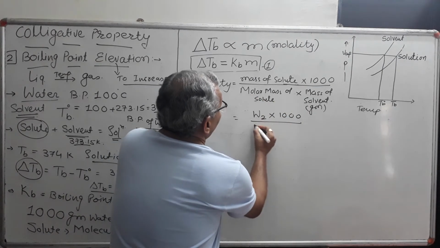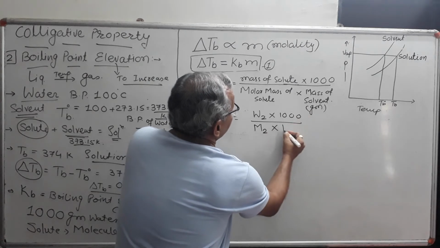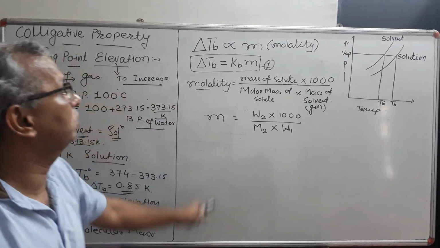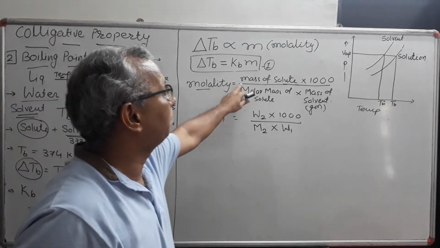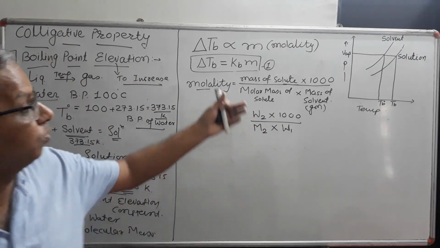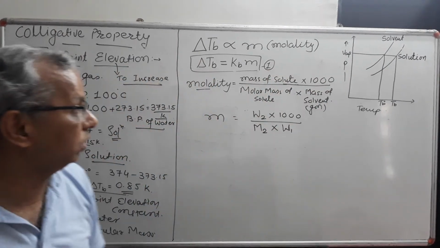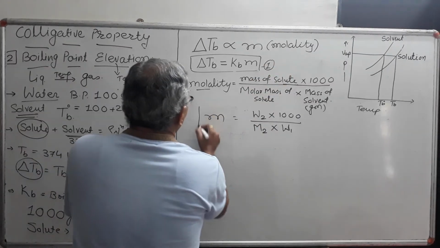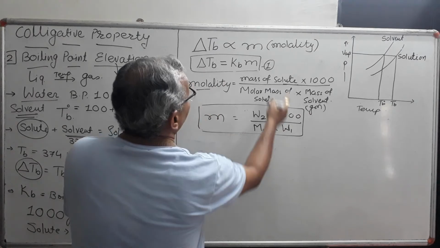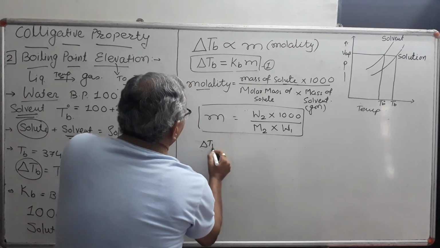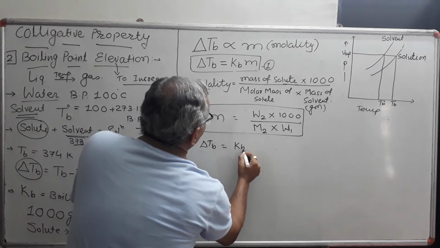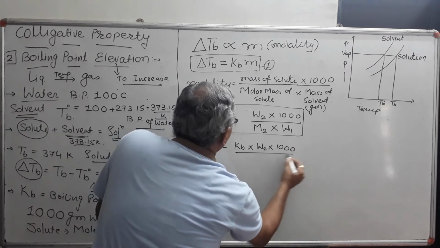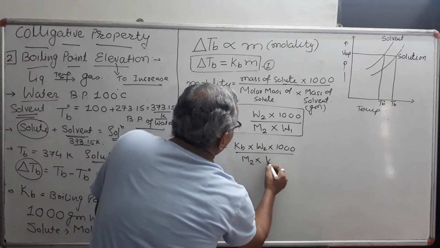This is molar mass of solute, m2, and this is, friends, we say W1, that is mass of solvent. This is molality. So this is the formula of the molality, friends: mass of solute into 1000 by molar mass of the solute into mass of the solvent, which must be taken in gram when 1000 is taken upwards. So now the value of molality I am putting in equation number 1, then delta TB is equal to, friends, kb into W2 into 1000 divided by m2 into W1.